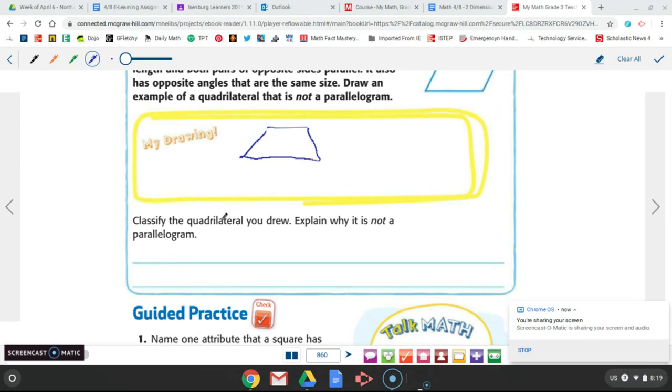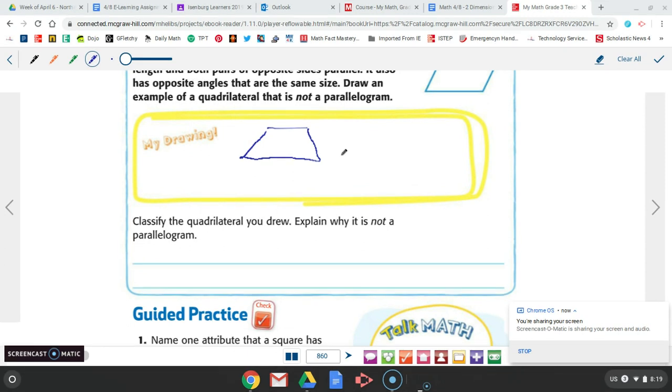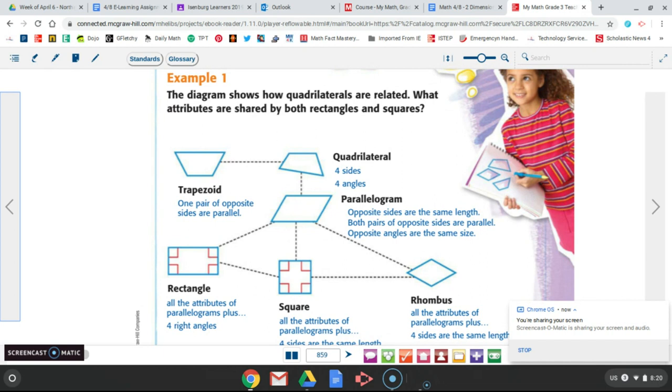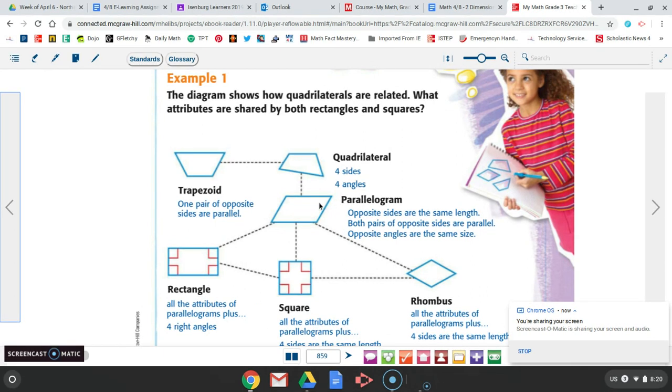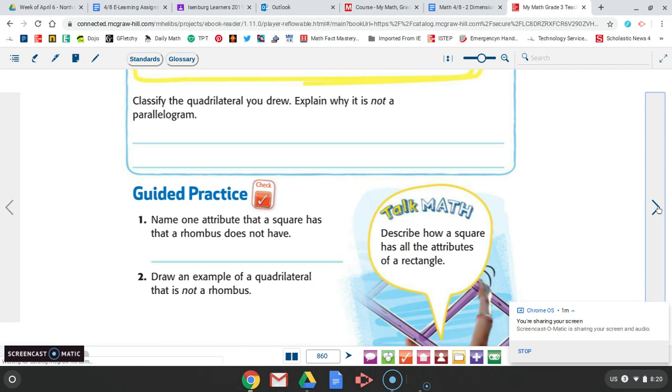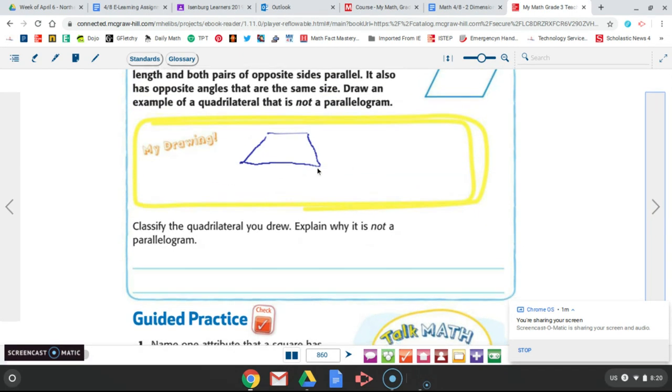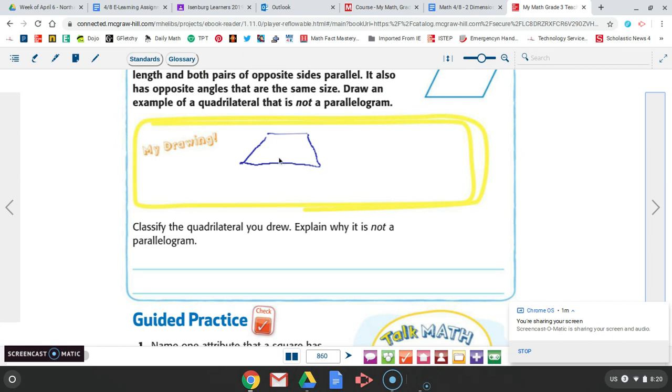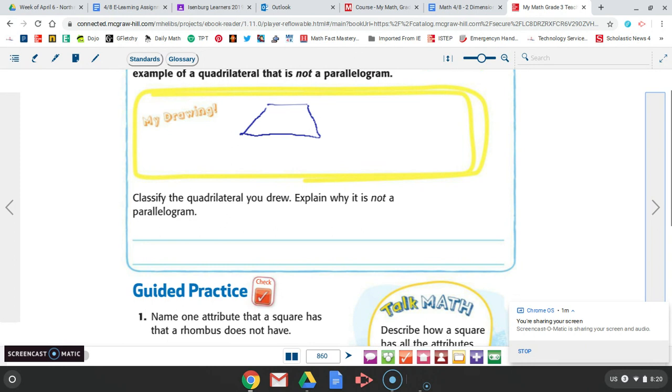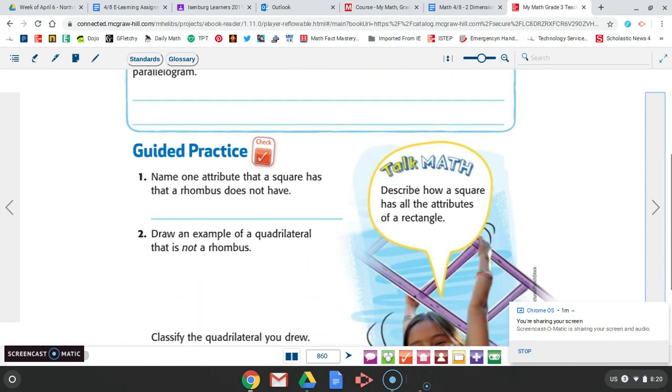Now it says classify the quadrilateral that you drew and explain why it's not a parallelogram. Well, since this one does not fit any of the rules of a parallelogram, if we flip back to our first page, the only shape that's left out and is not connected to the parallelograms is a trapezoid. And if you look, that's exactly what we ended up making. So we can say that this shape that we drew is a trapezoid because the only attribute it has is that the top and bottom, one set of opposite sides, are parallel. Okay, so it's a trapezoid because one set of sides are parallel and it doesn't follow any of the other rules. All right, let's look at guided practice.